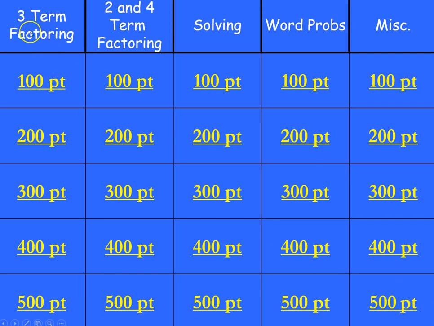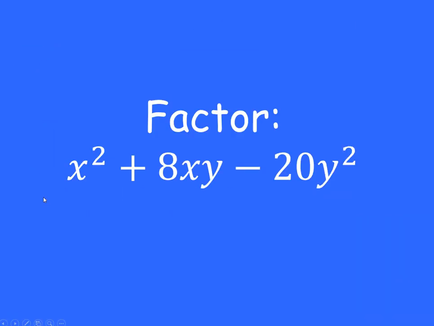Let's go to three-term factoring for 300 points. And here is the question. Factor x squared plus 8xy minus 20y squared. Pause the video now. Give this one a try using the AC rule. We'll see how you did.